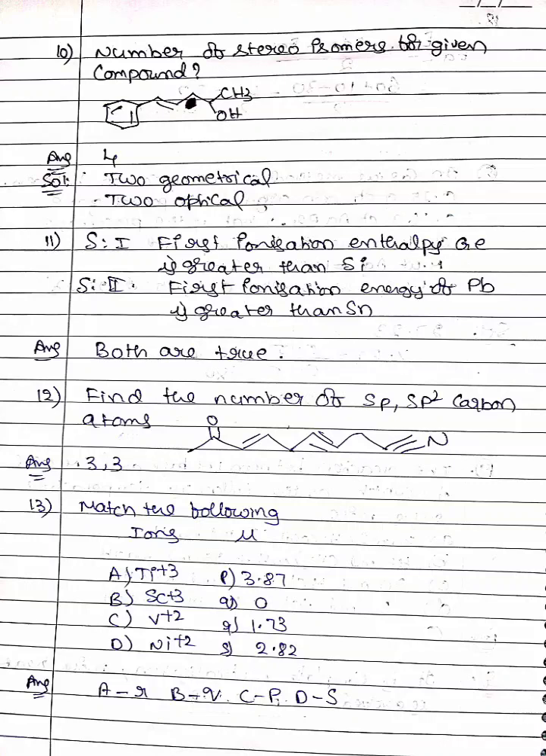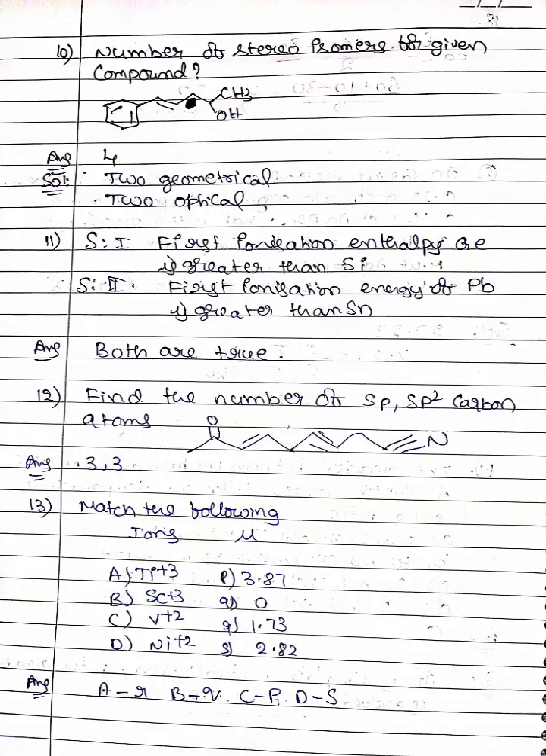Next one, find the number of sp and sp2 carbon atoms. A very simple basic organic question. By looking at the structure we can say that there are 3 sp and 3 sp2 carbon atoms in the given structure. Next one, match the following. Again a simple question from d-block elements, or you can say from coordination compounds, where we need to calculate the number of unpaired electrons based on the electronic configuration, and we know mu is equal to square root of n into n plus 2.